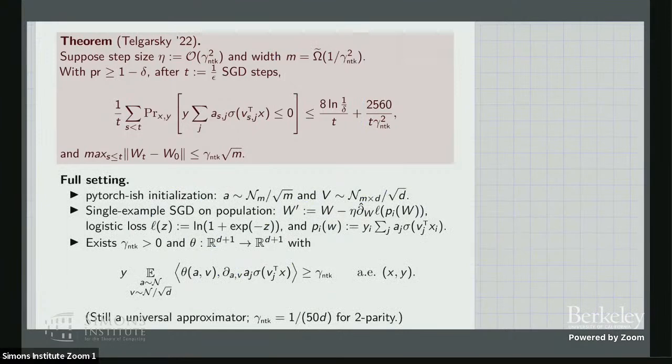Let me just decide what interesting thing I should tell you. I have to use the logistic loss. The proof breaks, the martingale breaks. The squared gradient norm term breaks if I don't use the logistic. If I use the exponential, the proof breaks, and it seems real. Once again, for parity, you can exactly calculate gamma, it's 1/(50 d). And I only know it for two-sparse parity. Oh yeah, and I should say that I'm using slightly PyTorch initialization, where the outer layer has variance 1/m and the inner layer has variance 1/d.